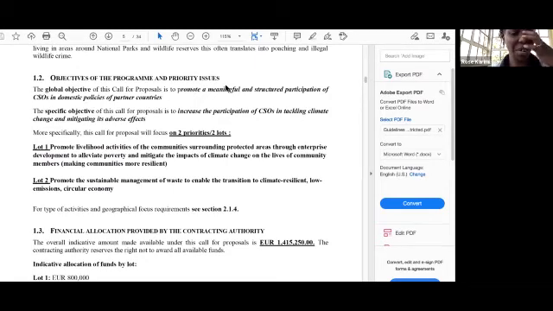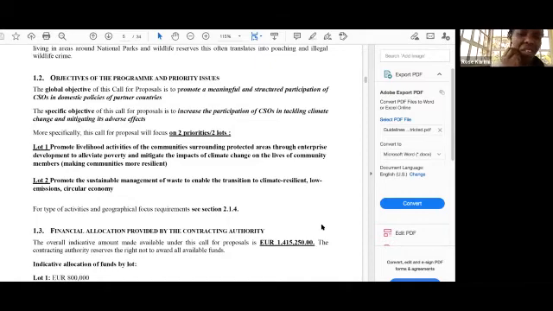One is promoting livelihood activities, the other one is promoting sustainable management of waste. We can only focus on one. So now it's upon us to decide as an organization where we have the strength. Are we going to focus on priority number 1 or priority number 2, depending on the number of priorities the particular call has got?